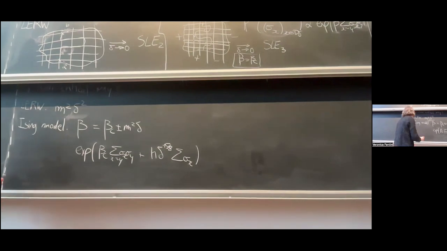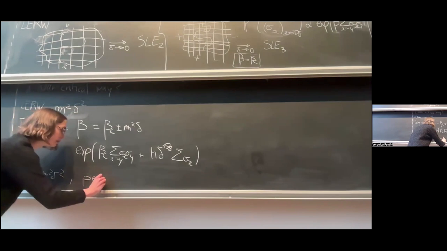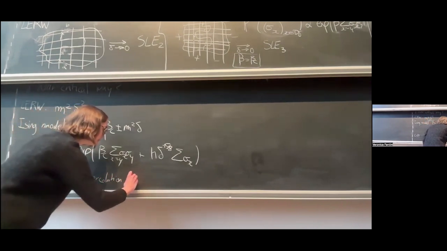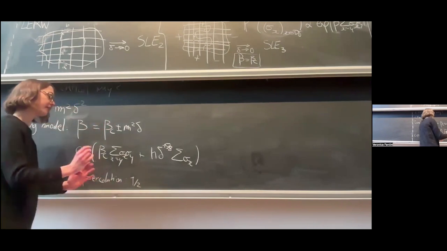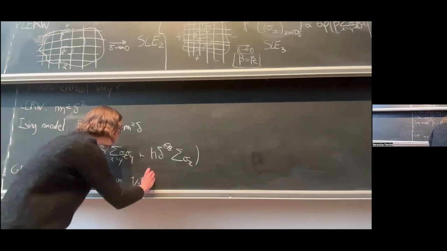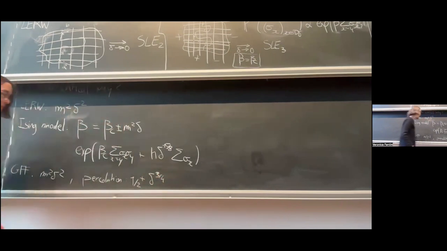And then you have other examples. For the GFF that I've mentioned, you could look at the massive GFF, again with this delta squared. And for percolation, you would look at the probability of having an open edge being of order 1/2, which is the critical value on the hexagonal lattice, plus delta to the 3/4. So this is the idea of perturbing the system in a near critical way.